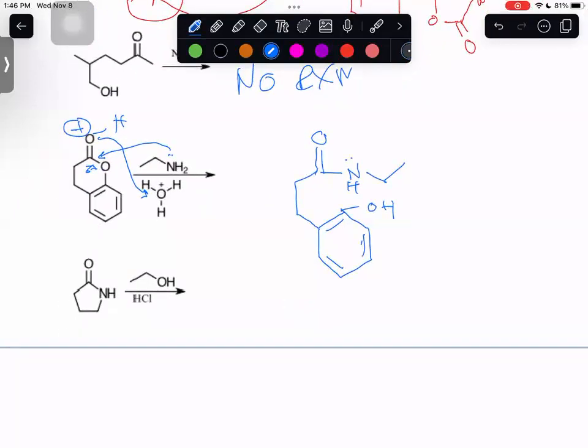And then, what about the very last one? The only portion of the mechanism that you should know is the role of acids and bases for chapter 16 and 17. And the answer is the same for both chapters.